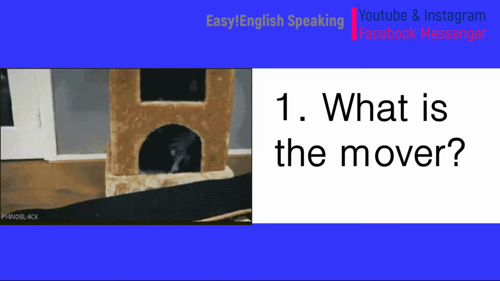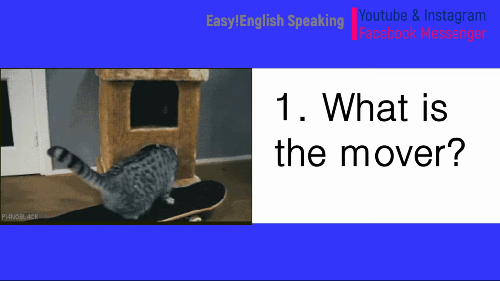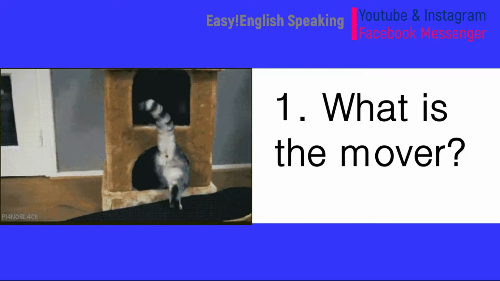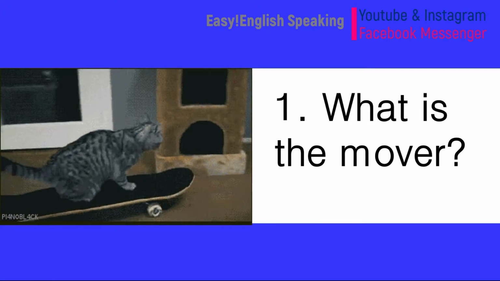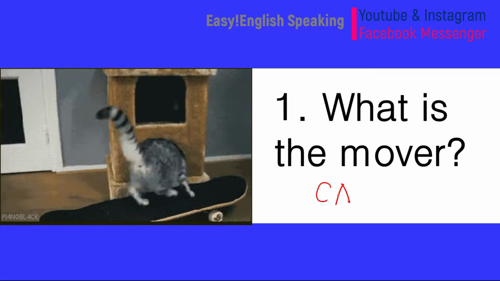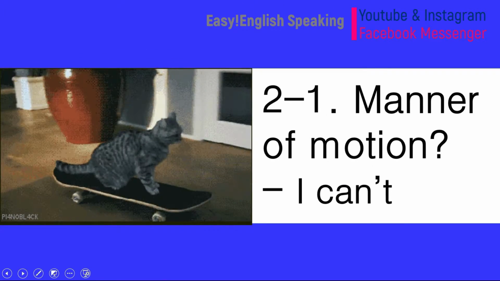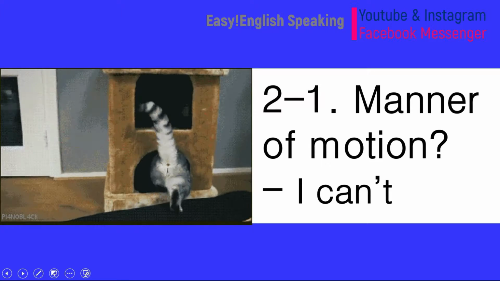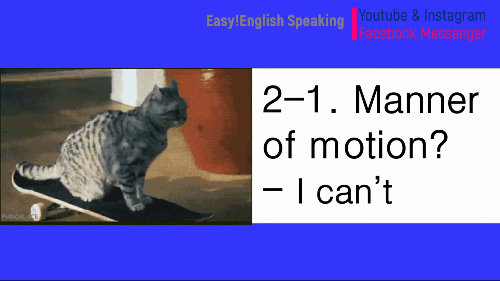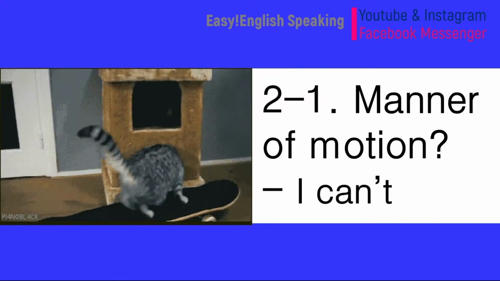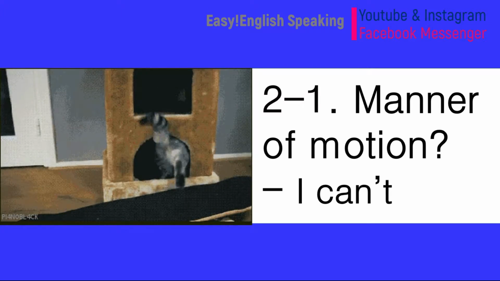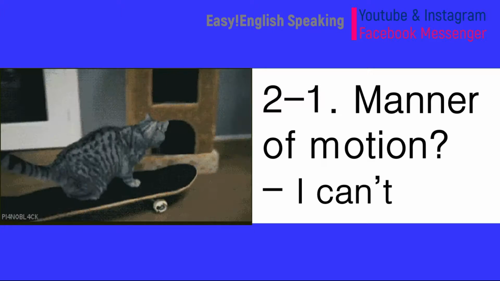When you want to make a sentence with the use of into, you should pay attention to four factors. First, what is the mover? In this picture, the mover is the cat. Second, how did the cat move? In other words, what is the manner of motion? Can you tell me one word verb for it? If you can't, then just use get.